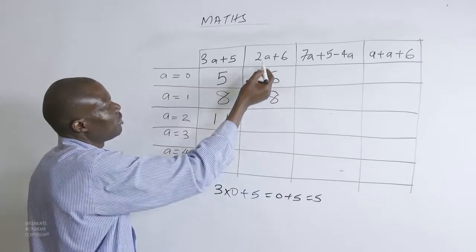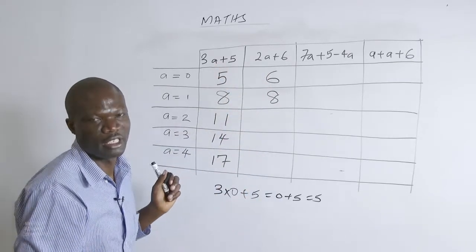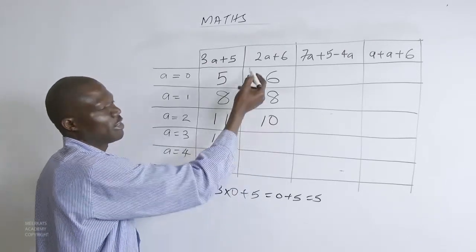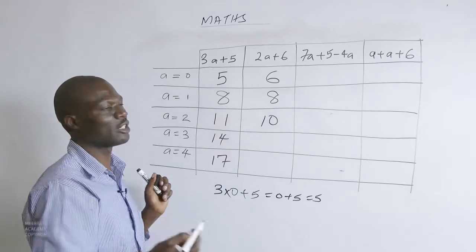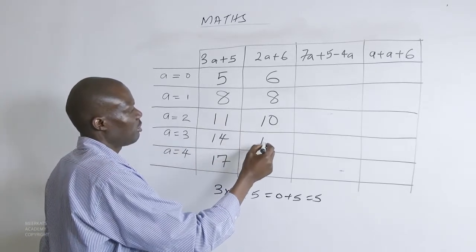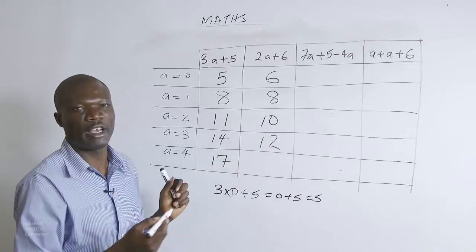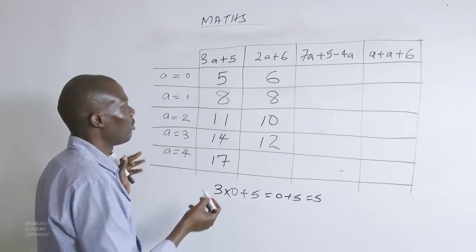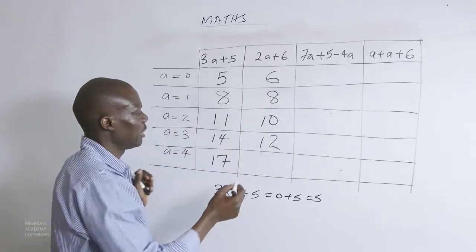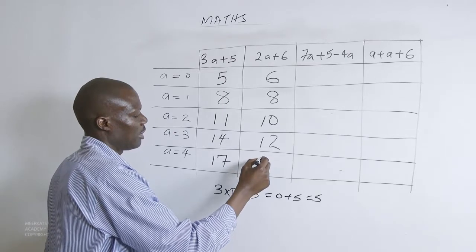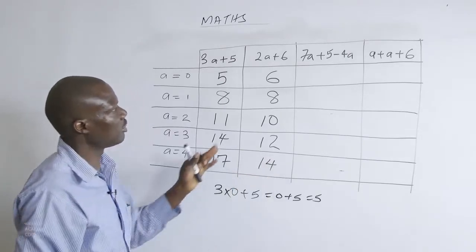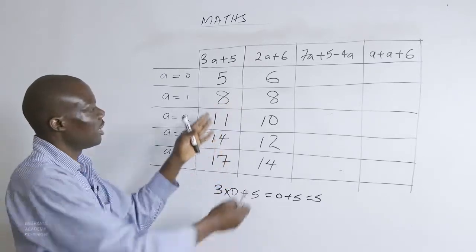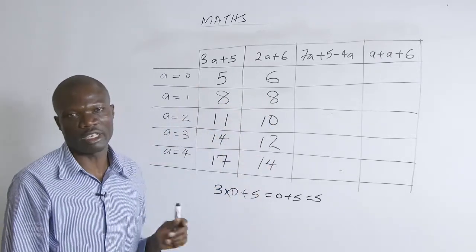When a is 2, it's 2 times 2, which is 4, plus 6 gives us 10. Then when a is 3, it is 2 times 3, which gives us 6, and 6 plus 6 gives us 12. And finally, a is 4, so 2 times 4 is 8, and 8 plus 6 gives us 14. So those are the values of the expression 2a plus 6 in this particular column, given that a ranges from 0 to 4.